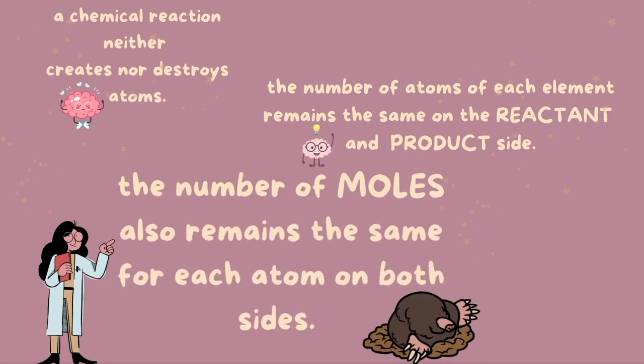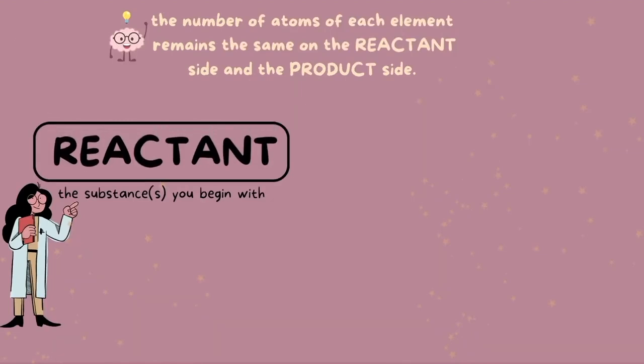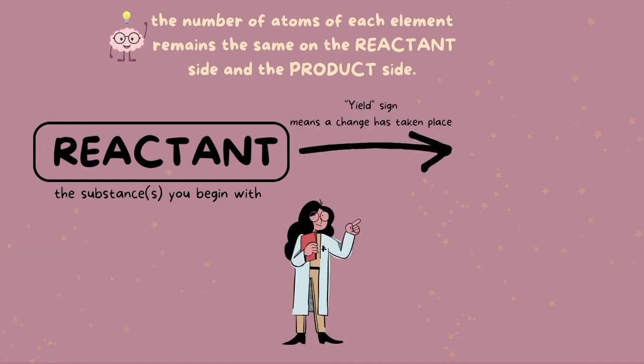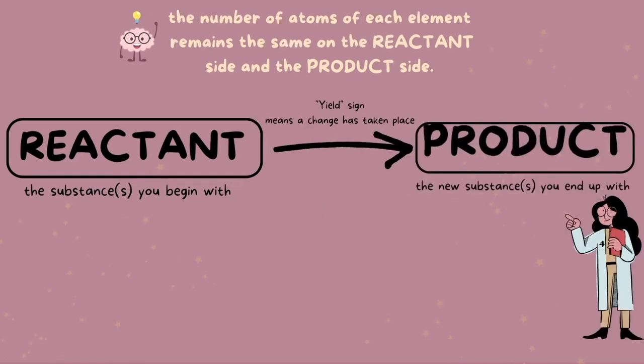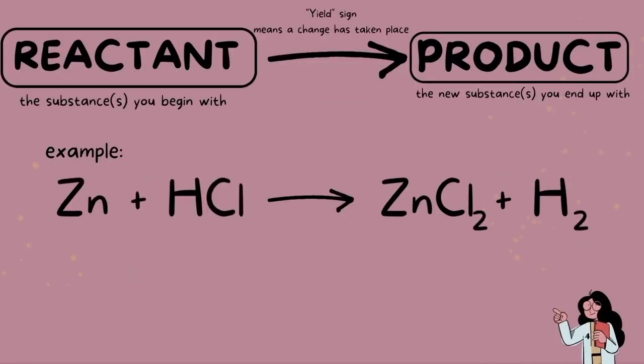We have two sides of a chemical equation. We start on the left with the reactants. These are the substance or substances you start with. The yield symbol indicates a chemical reaction has taken place. And on the right, we have the products, which are the substance or substances we end up with. Let's work out a few examples.